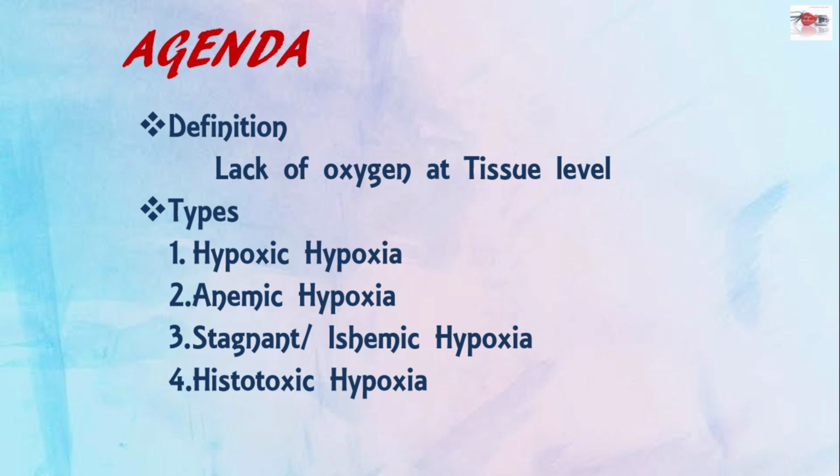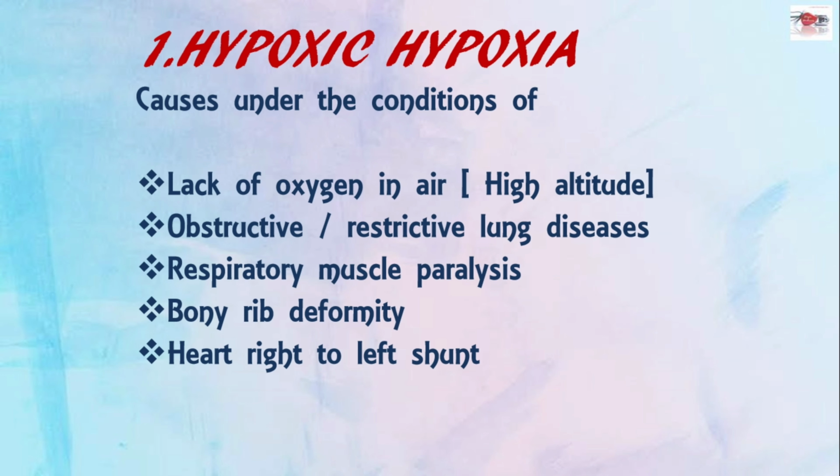Okay, now let's move on to our topic. First we will learn about hypoxic hypoxia. Hypoxic hypoxia is when oxygen can't enter the blood. So I will repeat again: if the oxygen can't reach the blood, we call it hypoxic hypoxia. There are many conditions that cause hypoxic hypoxia. Suppose a person is at a higher altitude, he may not be able to get enough oxygen, right? Another condition is when the person has a problem in the lung, like obstructive or restrictive lung diseases, he may not be able to get enough oxygen into the blood, right?